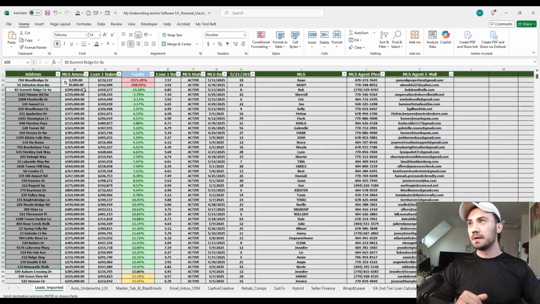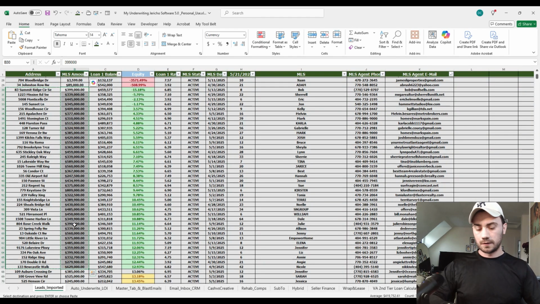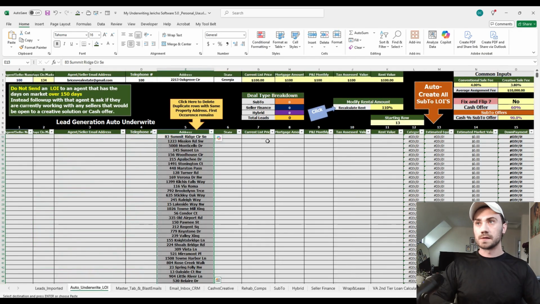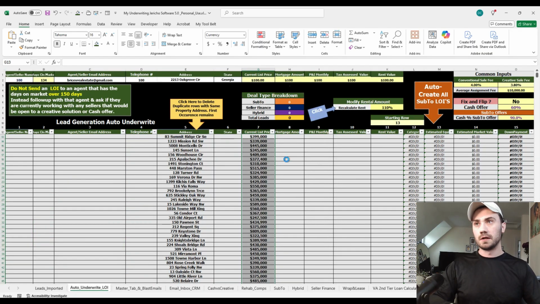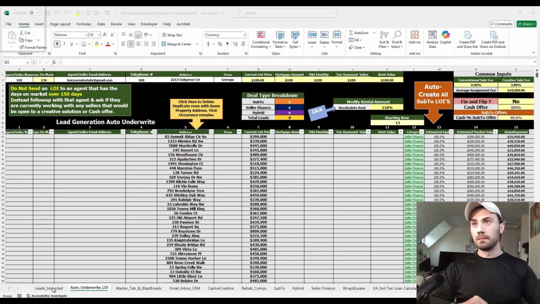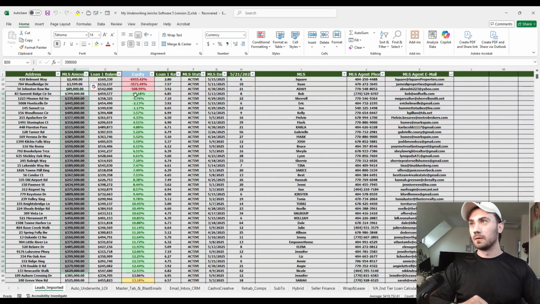So now we need the MLS amount. So let's take that and let's click Control C on our keyboard. That was the MLS amount. So we're going to paste that here in column G of the auto underwrite spreadsheet. And now we need to grab the mortgage amount, which is going to be the loan one balance. So let's do that.